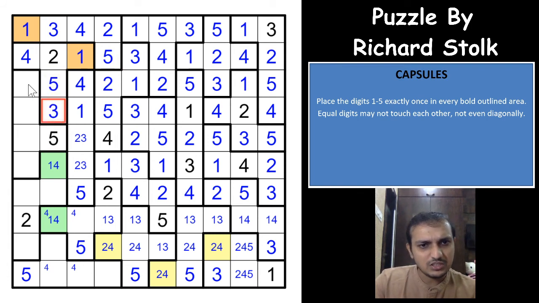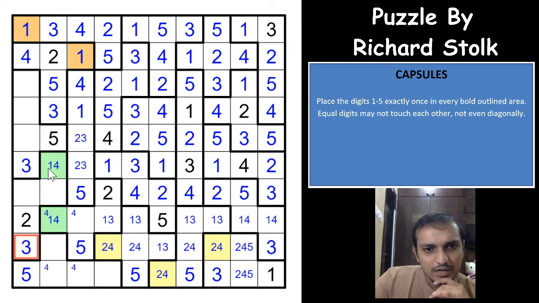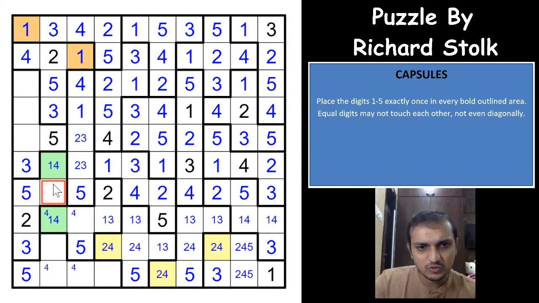And because of this 3, none of these cells can be a 3, so this would have to be 3. And this region can have 5 only in this cell now. That's nice. So this becomes 1-4 pair again.